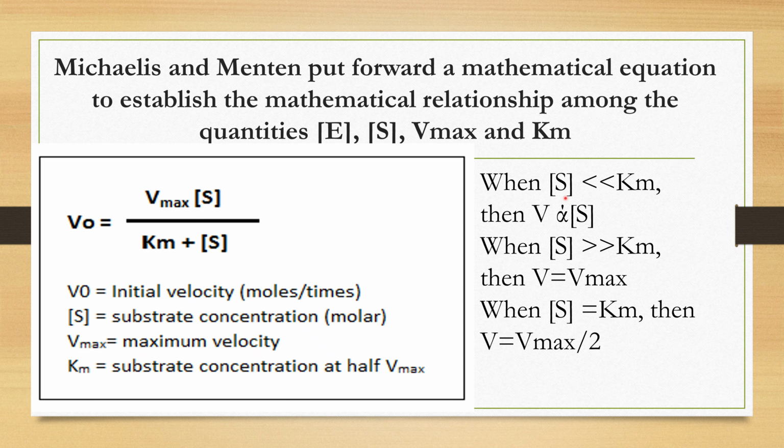So when your substrate concentration is less than Km, the velocity is directly proportional to substrate concentration. When your substrate concentration is greater than Km, the velocity approaches Vmax. When your substrate concentration is equal to Km, the velocity is equal to Vmax by 2.